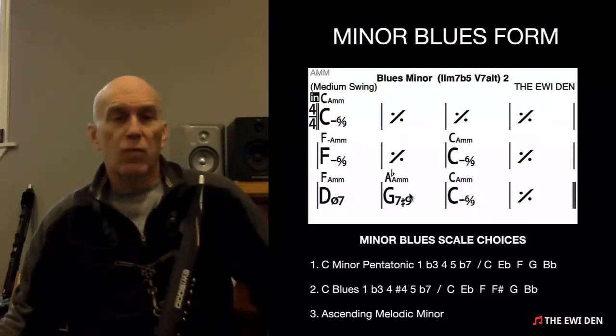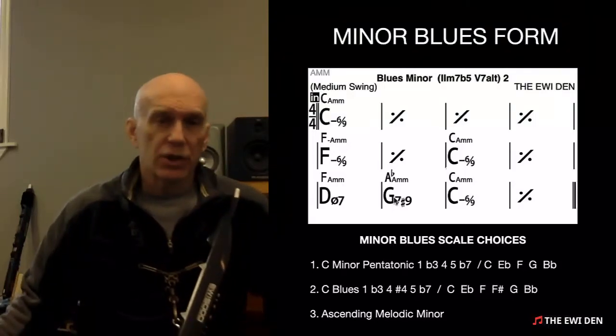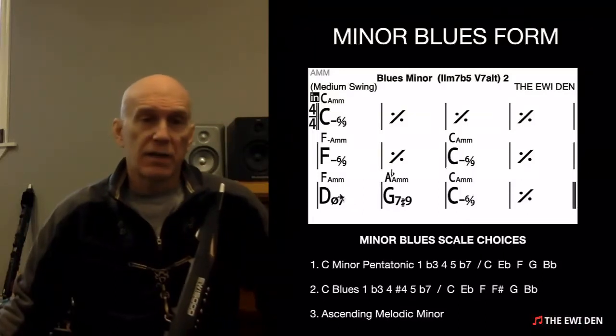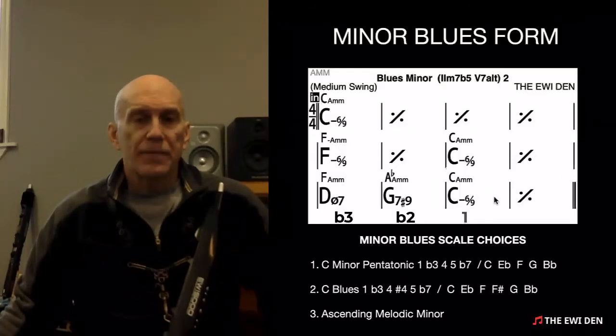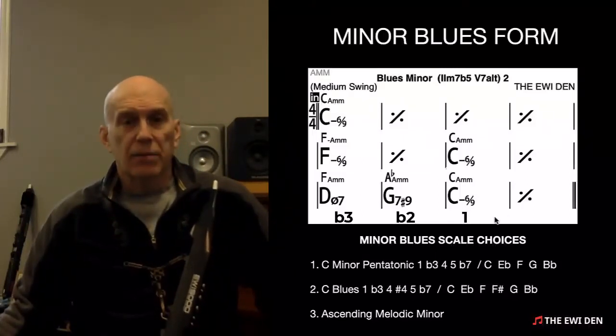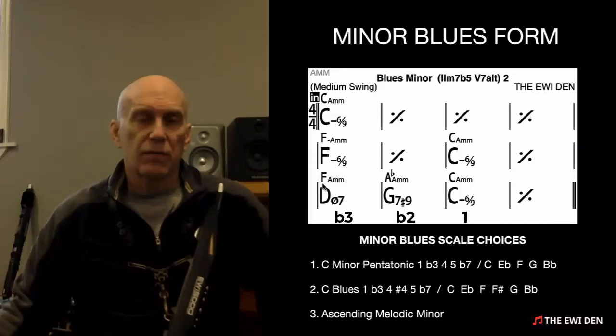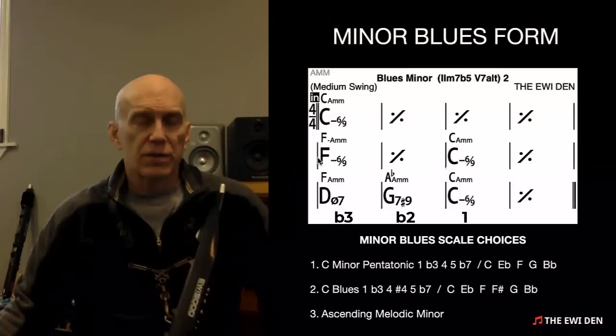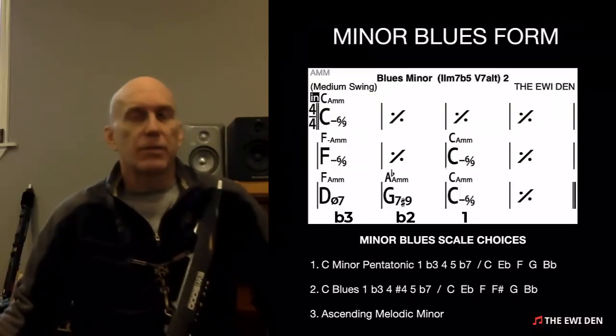And over this 2-5-1 at the end, the D half diminished, G altered, C minor, you can apply ascending melodic minor using the numeral system flat 3, flat 2, 1. And that'll give you an F ascending melodic minor, A flat ascending melodic minor, and a C ascending melodic minor. And then remember, we looked at the relationship between the F, the A flat, and C, and said, oh my goodness, that's an F minor triad, and F minor is the 4 chord. So that comes in very handy when you're doing a minor blues.